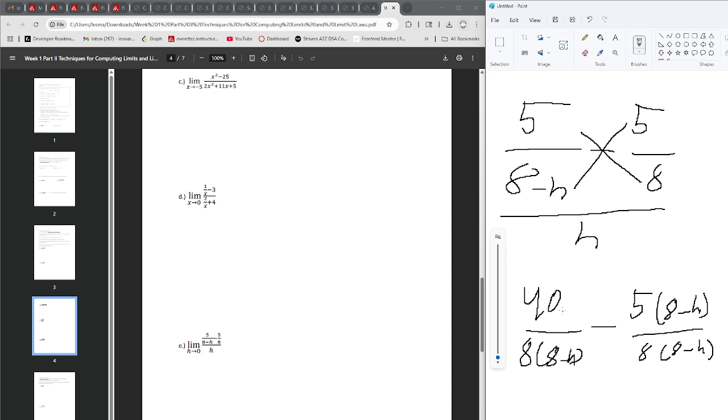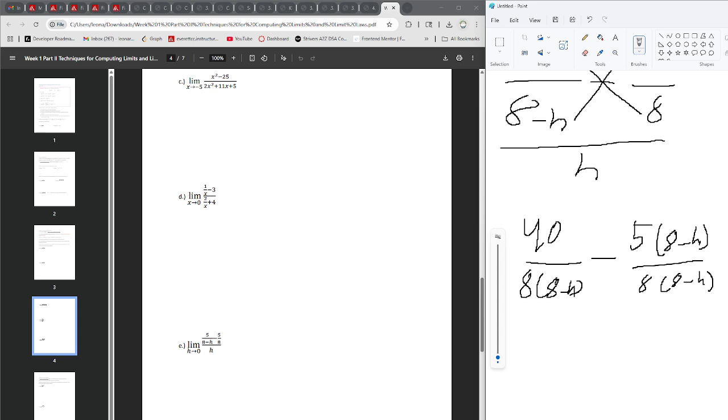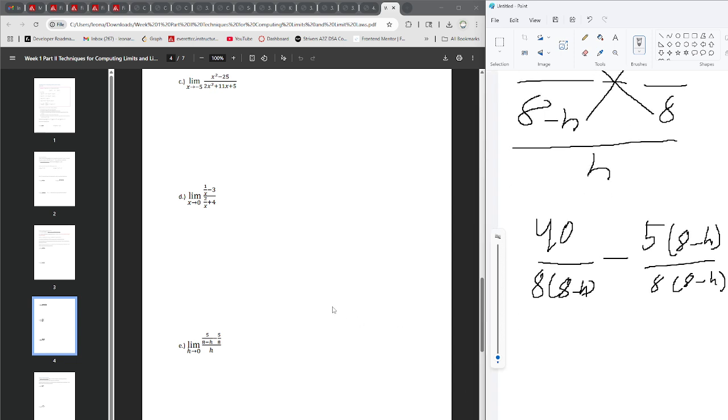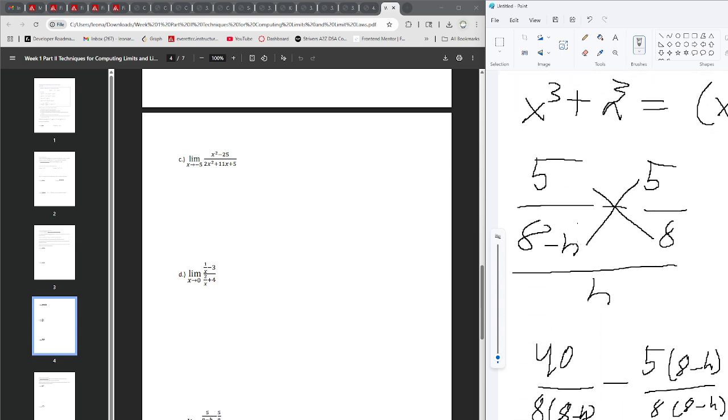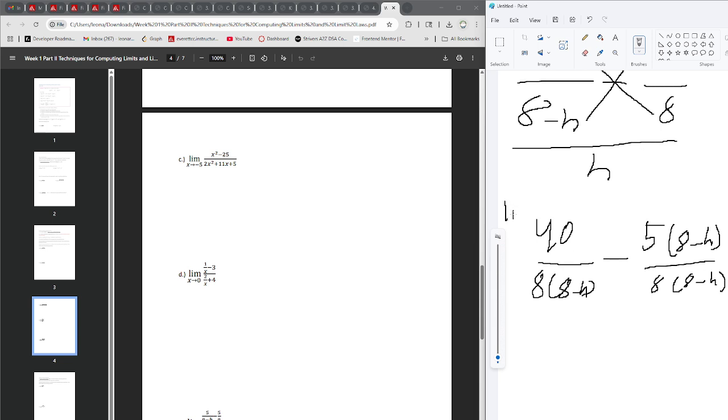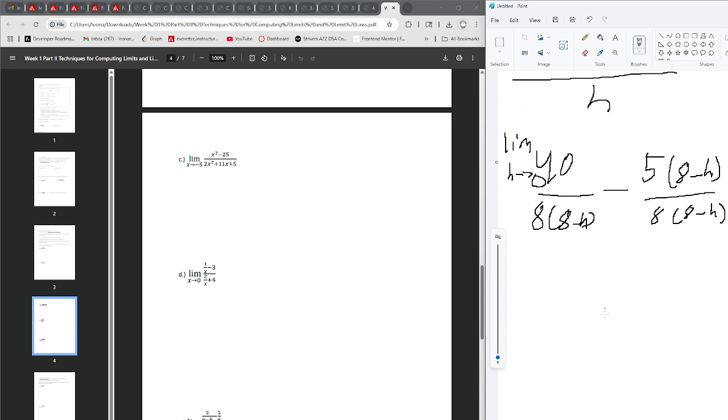By the way, I haven't been doing this. Oh shoot, I forgot my limit notation. Do I put it in now haphazardly? Sure, why not? So the limit as h approaches 0. This is a terrible video. Over h.